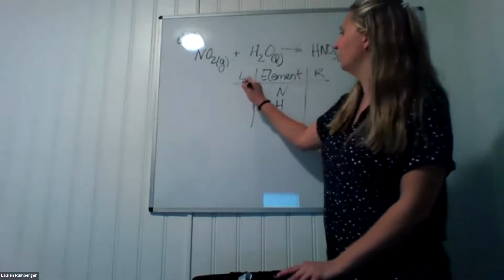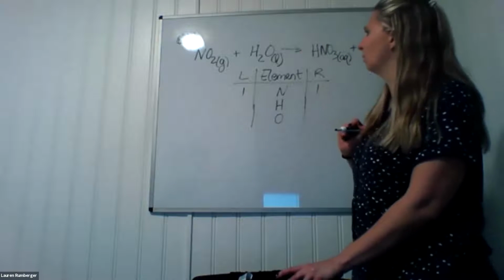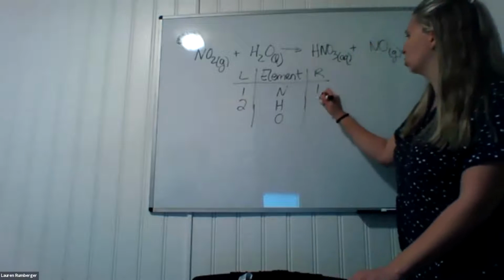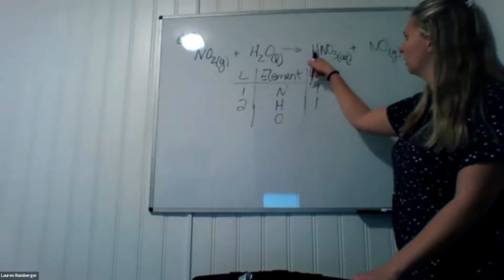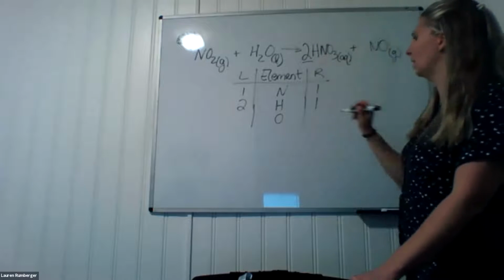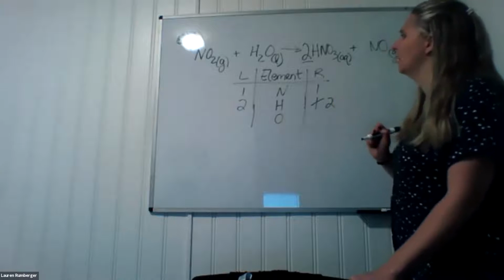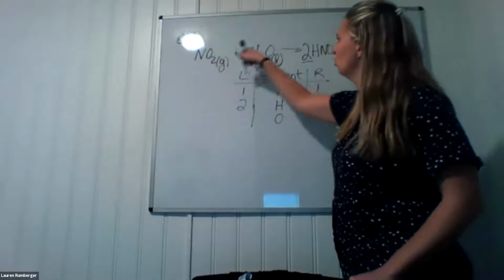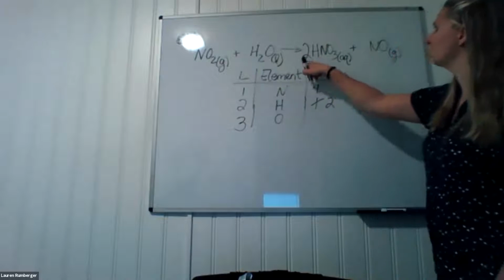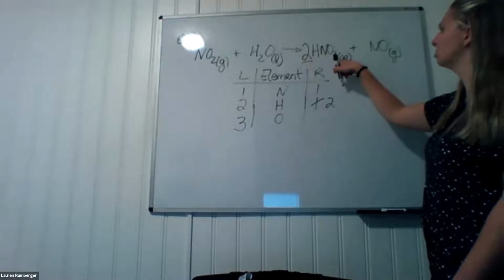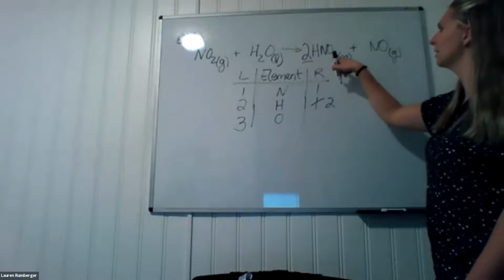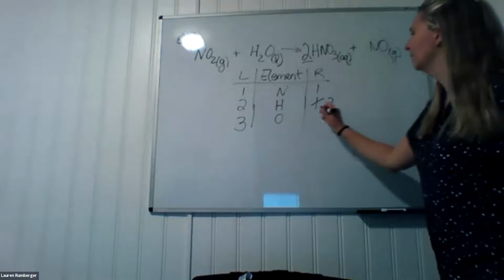Okay, 1 nitrogen on the left, 1 nitrogen on the right. 2 hydrogens on the left, 1 hydrogen on the right. So what am I going to do here? I'm going to put a 2 in front of the HNO3. Now, we have 2 plus 1 is 3 oxygens on the left. 2 times 3, because this gets distributed to the oxygen. 2 times 3 is 6, plus 1 is 7.